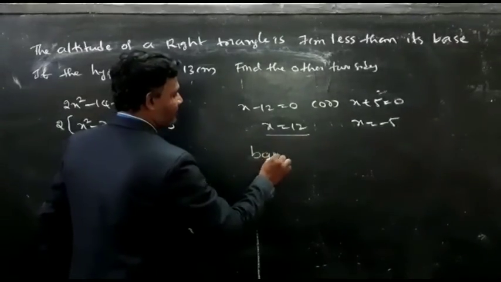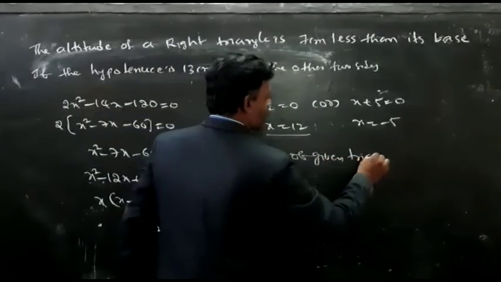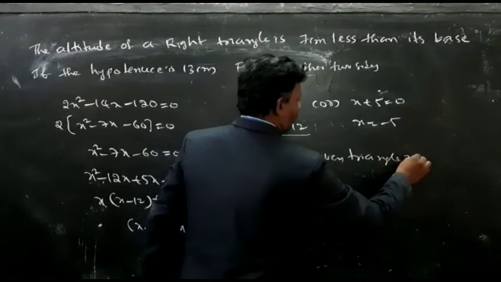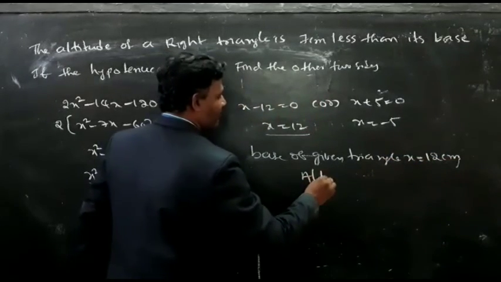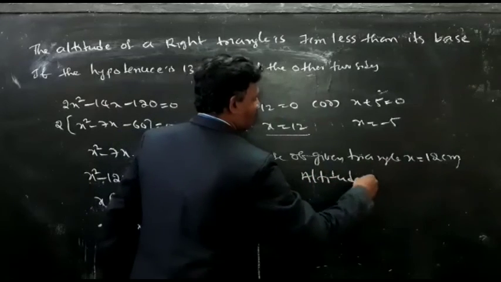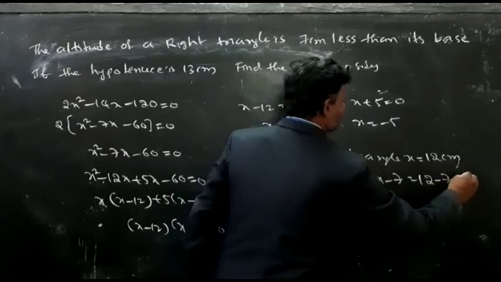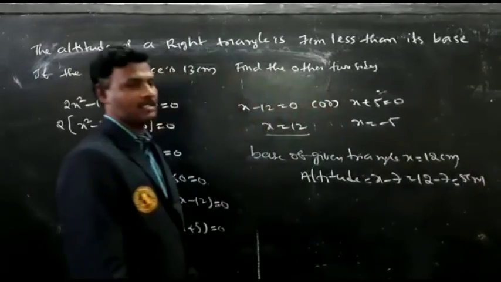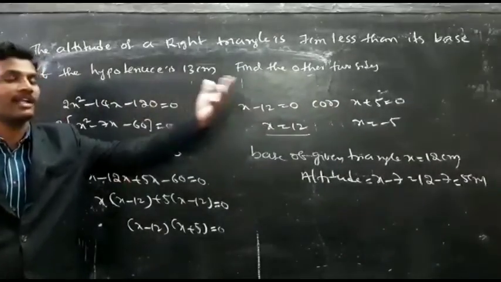So base of the given triangle, x is equal to 12 centimeters. Then the length of the altitude is equal to x minus 7, which is 12 minus 7, is equal to how much? 5 centimeters. So the remaining two sides, one is 12 centimeters and one is 5 centimeters.